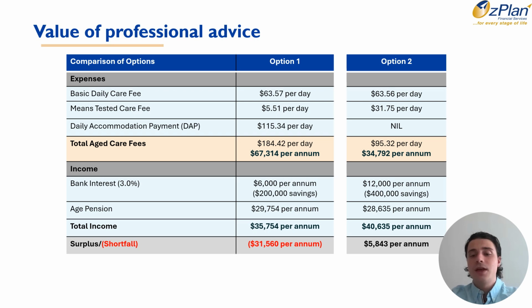Now, when we're helping our clients, essentially what we want to do is assess what the cost of care will be from day one without us providing any advice or making you aware of your options. So in this example with the client, option 1 was their current financial position. We haven't optimized their position whatsoever. And then we look at option 2 in this scenario where we've optimized their position, and in this case we've paid the refundable deposit, which alleviated some of that daily accommodation payment, albeit some of the savings were offset by a higher means-tested care fee.